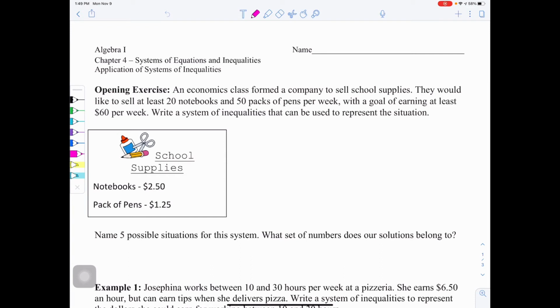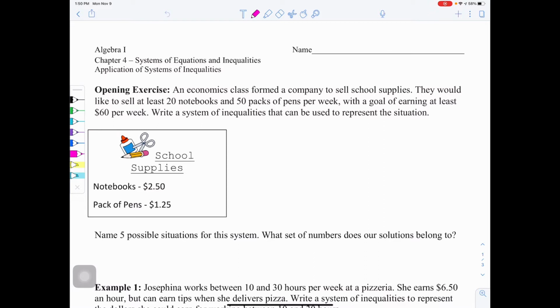Our next lesson is called Application of Systems of Inequalities. You're going to begin by completing the opening exercise. An economics class formed a company to sell school supplies. They would like to sell at least 20 notebooks and 50 packs of pens per week with a goal of earning at least $60 per week. Write a system of inequalities that can be used to represent the situation.